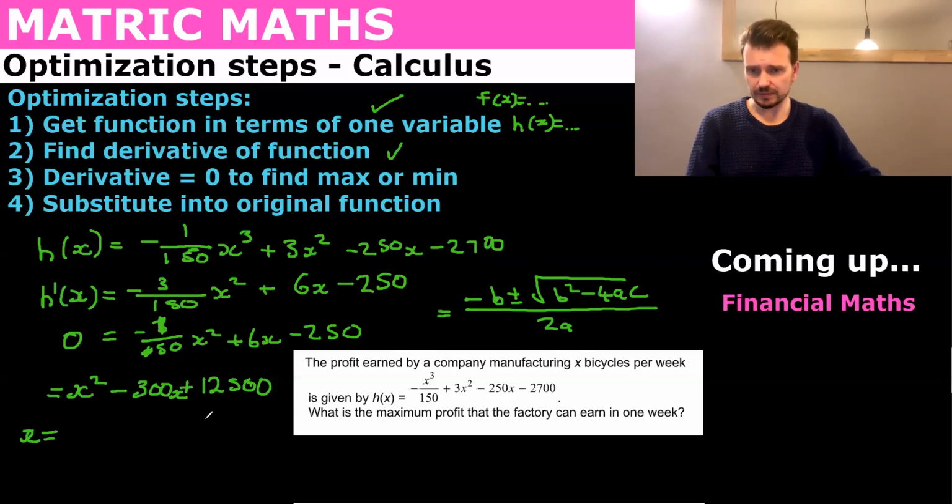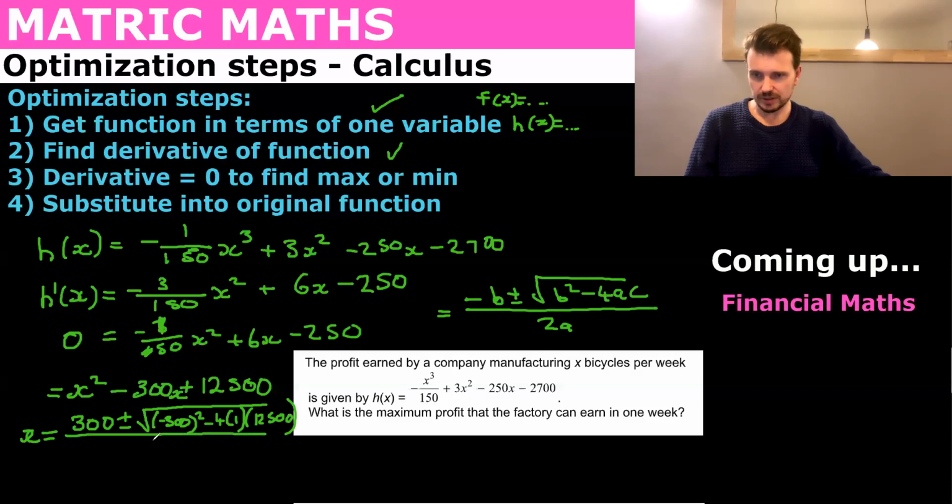And this is going to be negative b, so it's going to be 300, because negative times negative is positive, plus or minus the square root of b squared, which is minus 300 squared, minus 4a, which is 1, and c is 12,500, all over 2 times a. Even if you use your Casio calculator, you still have to put this in.